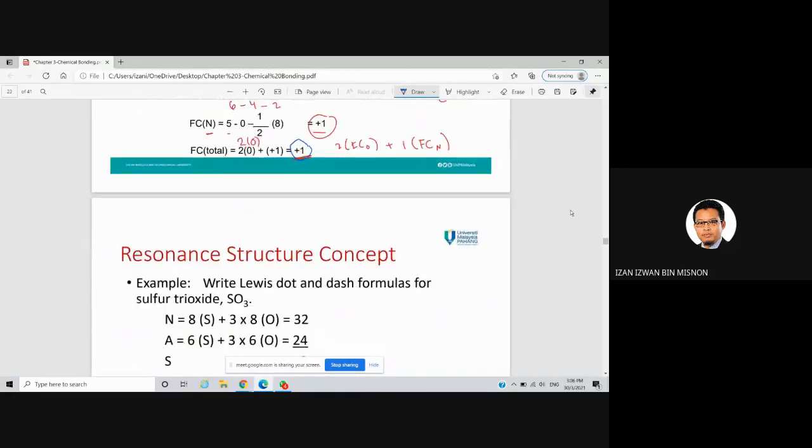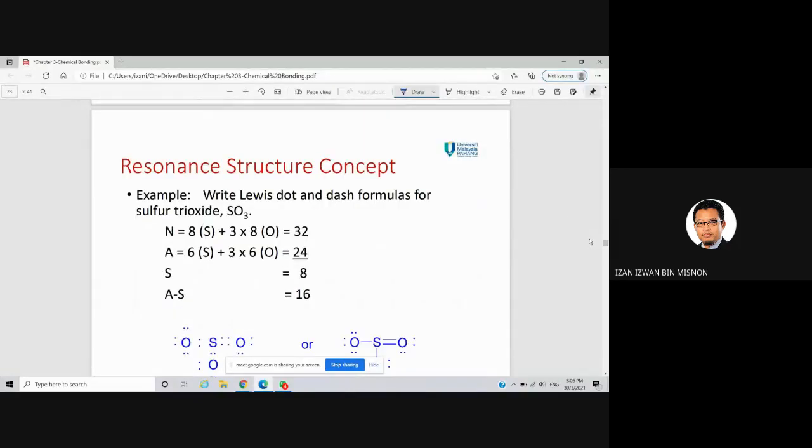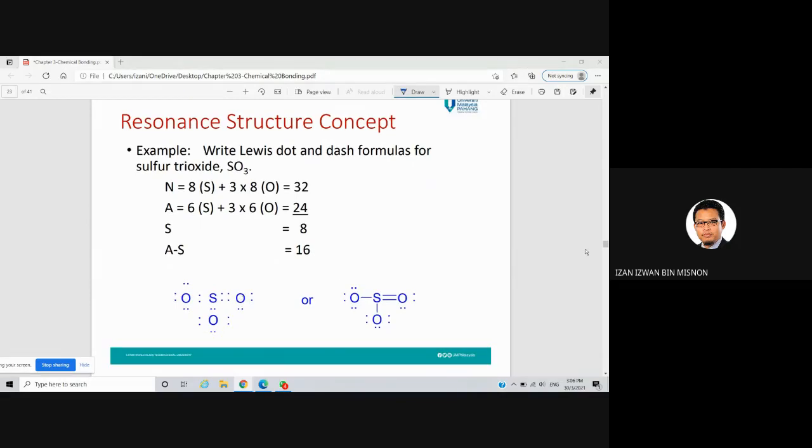We're going to start with the next slide for chapter 3, chemical bonding. It will be on the resonance structure concept. As we calculate based on the equation given previously, following the equation N minus A equals S, if you are given a structure of SO3, then you can have the value of N, the value of A, the value of S, and the value of A minus S.